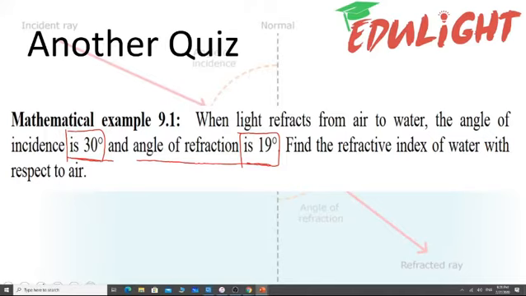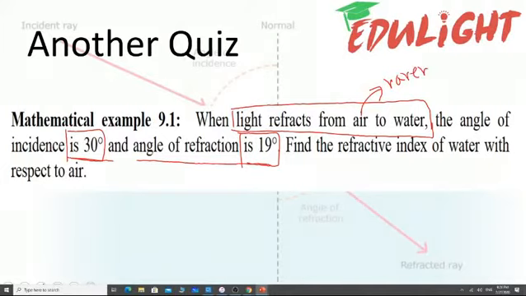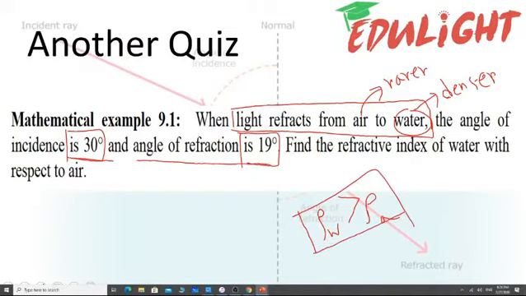You have been told that when light refracts from air to water, air is the rarer medium, right? And water is the denser medium. Why denser medium? Why are they being called so? Because rho W is greater than rho A, that means the density of light in water is greater than in air, and that's why we are saying that air is the rarer medium and water is the denser medium in this case.